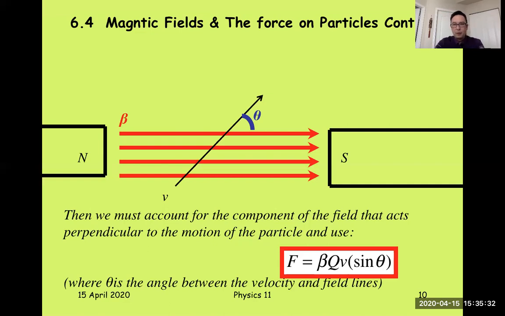So instead of F equals BQV, we have F equals BQ, and then it's V sine theta to find the vertical component of the velocity that travels perpendicular to the field lines. That's all that this slide is telling you. The particle must travel perpendicular to the field lines. If it doesn't, you have to figure out how fast it is traveling perpendicular to the field lines. Okay, I'll give you a question in the class starter on the next lesson to make sure you remember that.